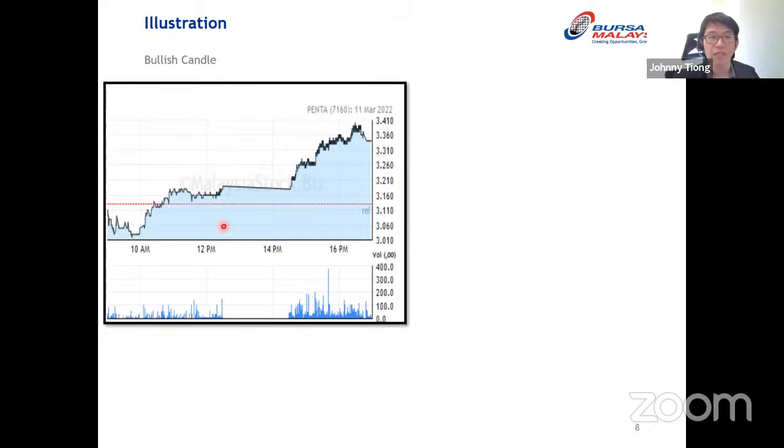Coming back to this bullish candle. This is Penta from 9 a.m. until 5 p.m. This is the price action. We can see on top here is the price action, and below here is the volume. So what is happening from 9 until 5? If you see from 12:30 to 2:30, there's a lunch break.